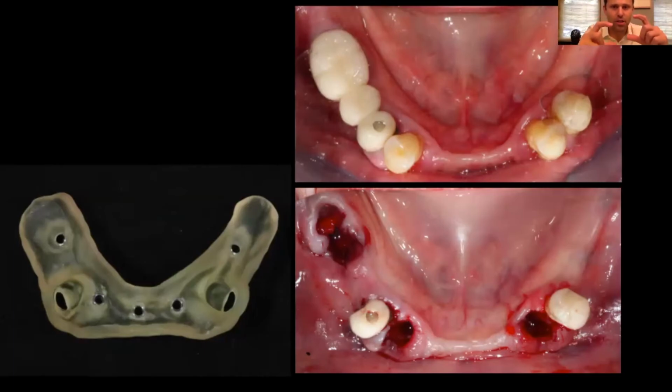And look at that posterior spread. That's what I'm talking about right there. The anterior line of those 3 implants, and then those last 2 implants up top give you more of this spread up here that helps with long-term success of the restorations and with not putting too much pressure on the implants.